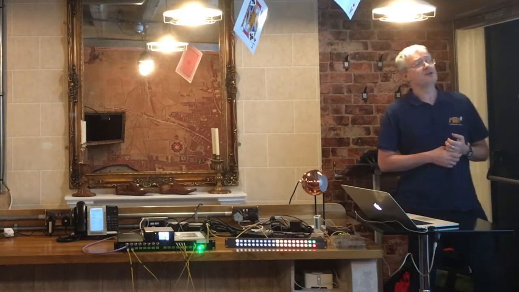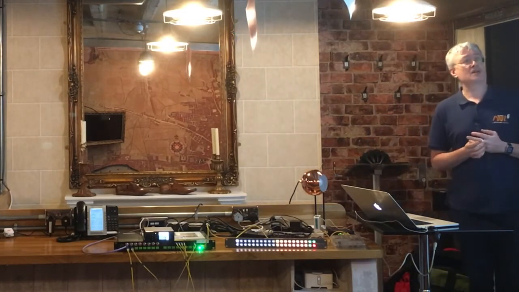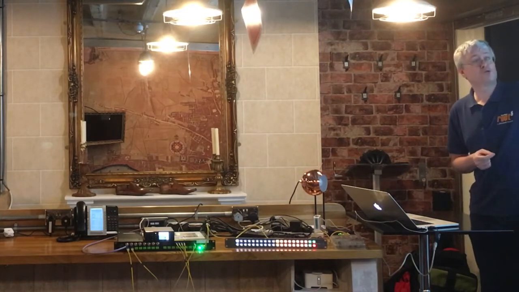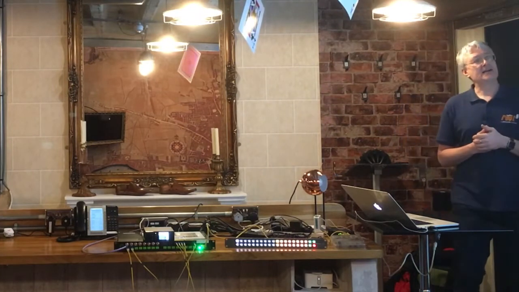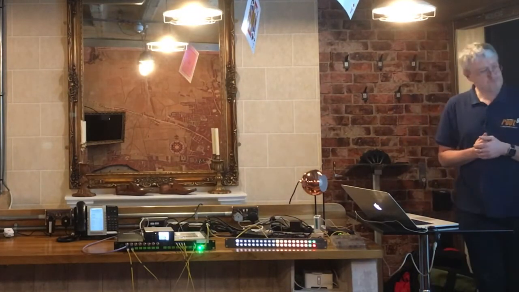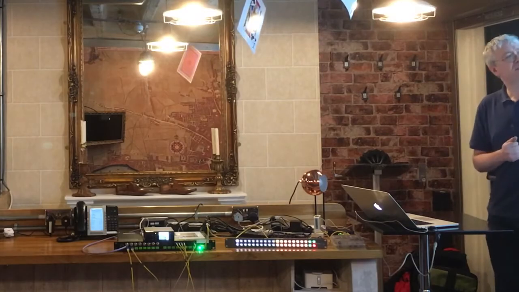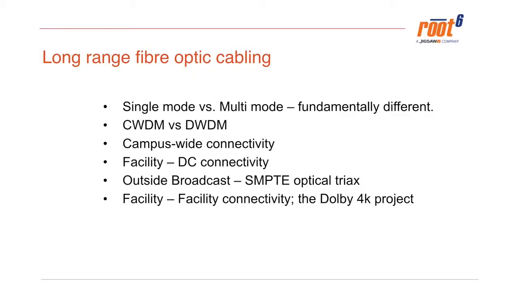down a single fibre. And the two technologies in play are CWDM, coarse wave division multiplexing, and dense wave division multiplexing, DWDM. And they differ by the kind of cost of implementing them. So this is kind of where we live, TV and facilities and things like that. And this is where telcos and ISPs live, and some very wealthy film and TV type people live. But we'll be principally talking about CWDM today, with a bit of reference to DWDM and how it differs.